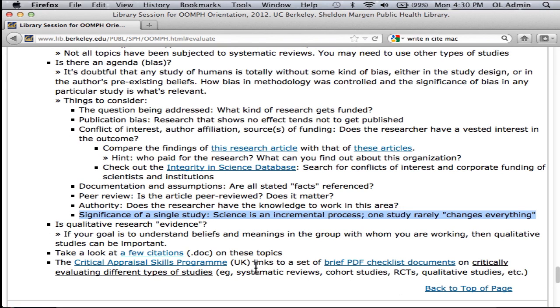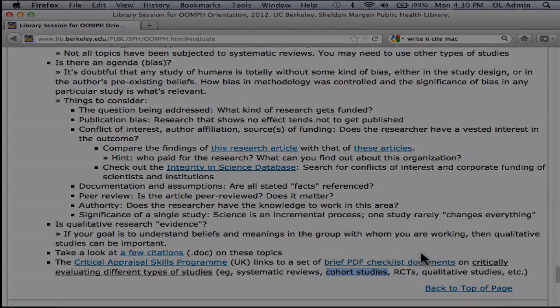Okay, we have a link here to the UK's Critical Appraisal Skills Program, and they have this lovely set of PDF checklist documents that you can download where they have them for different kinds of studies. So if I'm reading an article that's a cohort study, I can download a 3-page PDF that just takes you step by step, asking you questions to answer that will help you evaluate this study. And these are highly recommended for you to help determine the significance of the article you're reading.